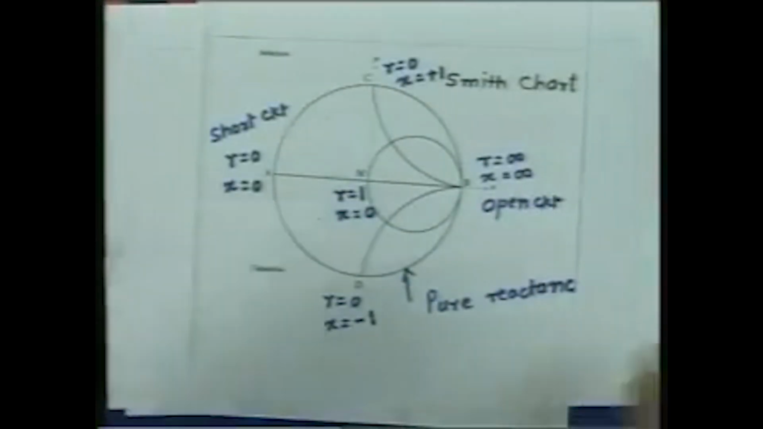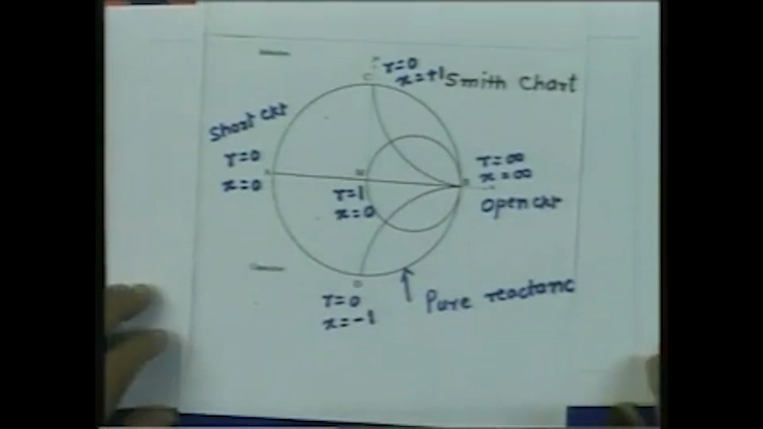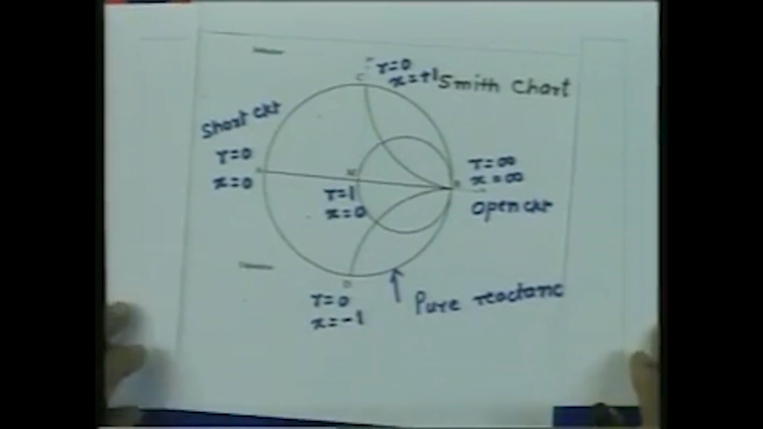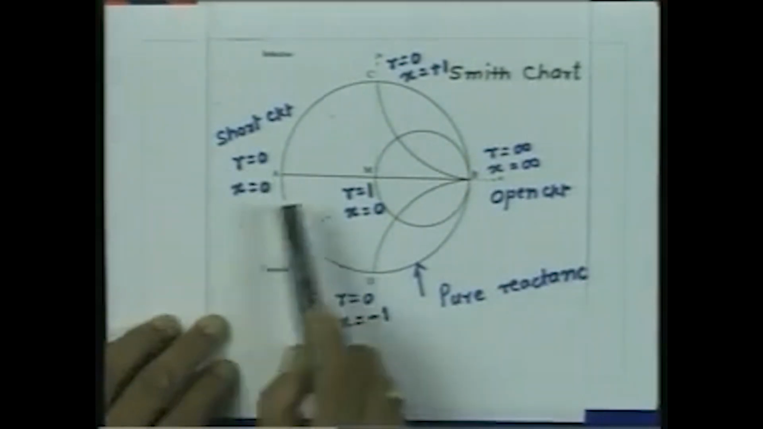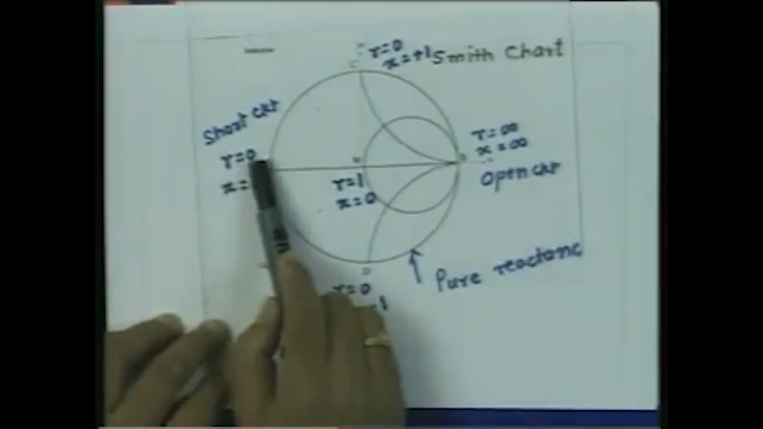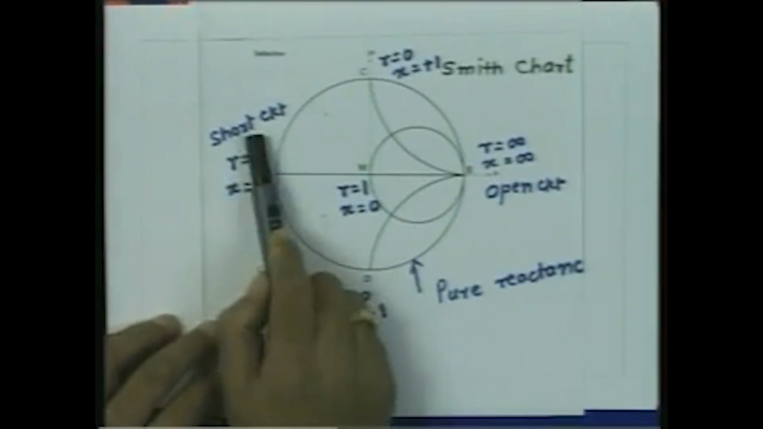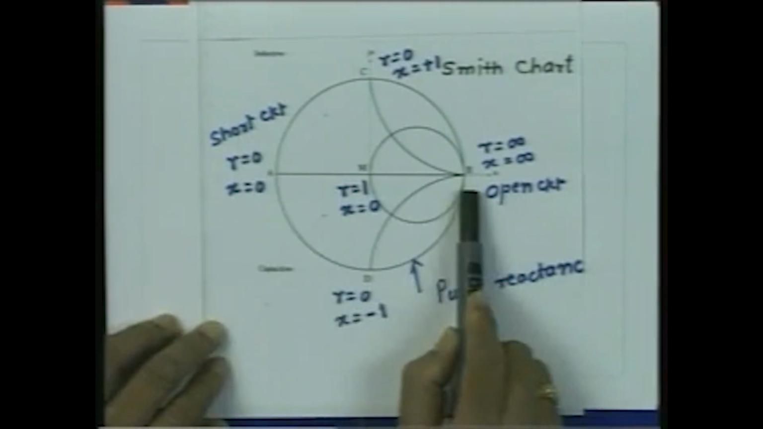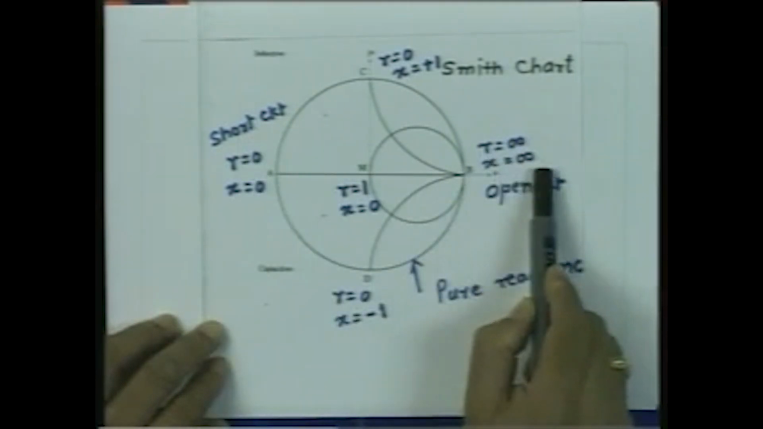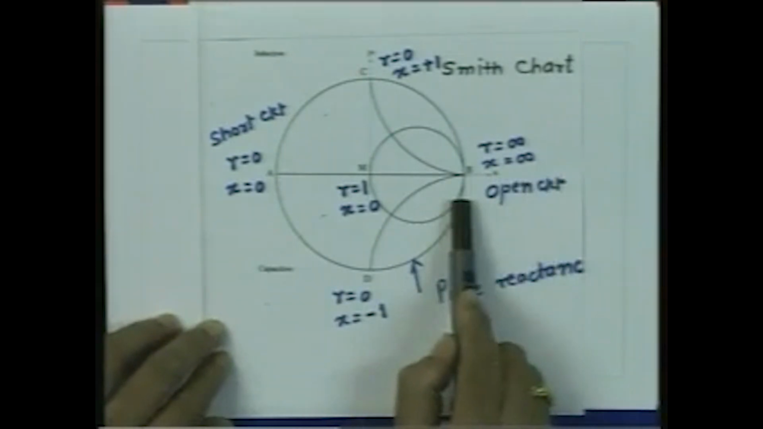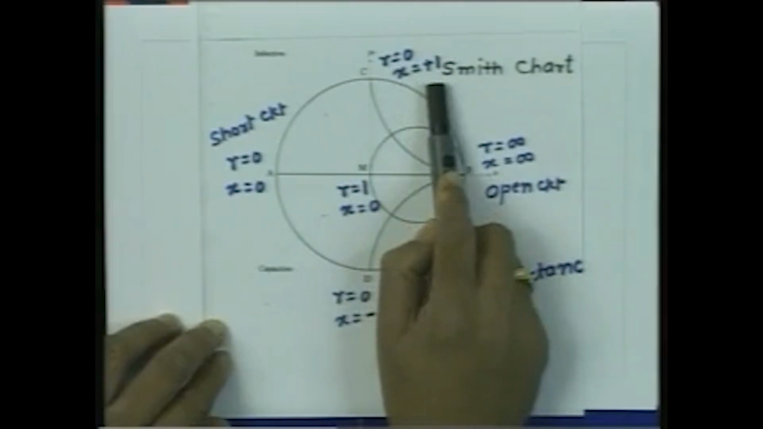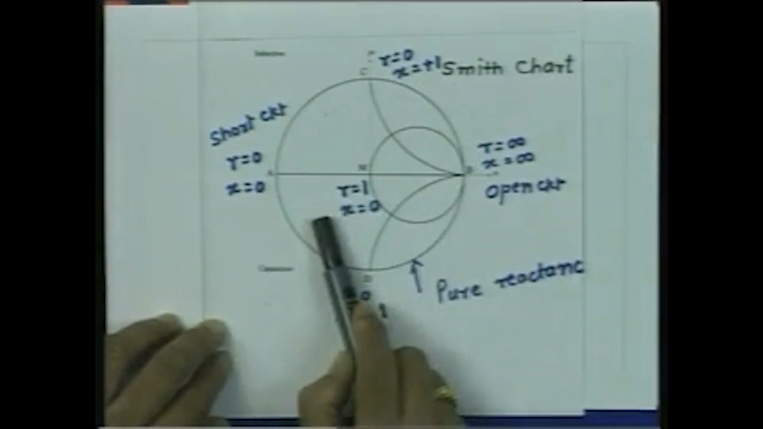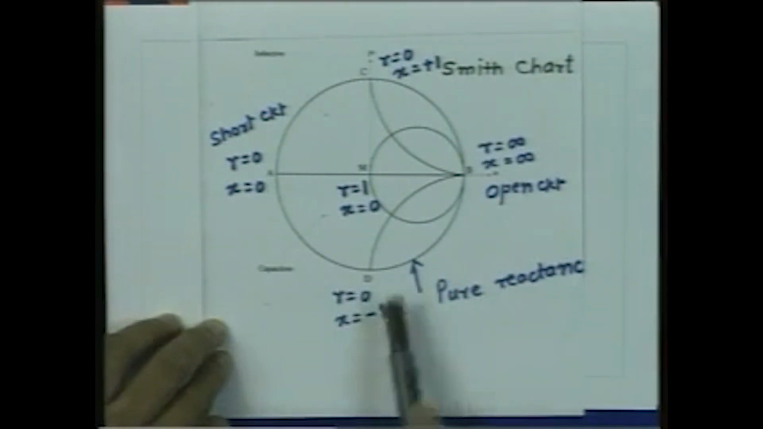So, if I take the Smith chart and say, suppose these values are not impedances, but they are admittances. That means, if I replace r by g and x by b, this point represents g equal to 0, b equal to 0, which is open circuit. This point represents g equal to infinity, b equal to infinity, which is short circuit. The upper half, which represents positive values of susceptance, represents capacitive loads, and the negative values of susceptance represent the inductive load.